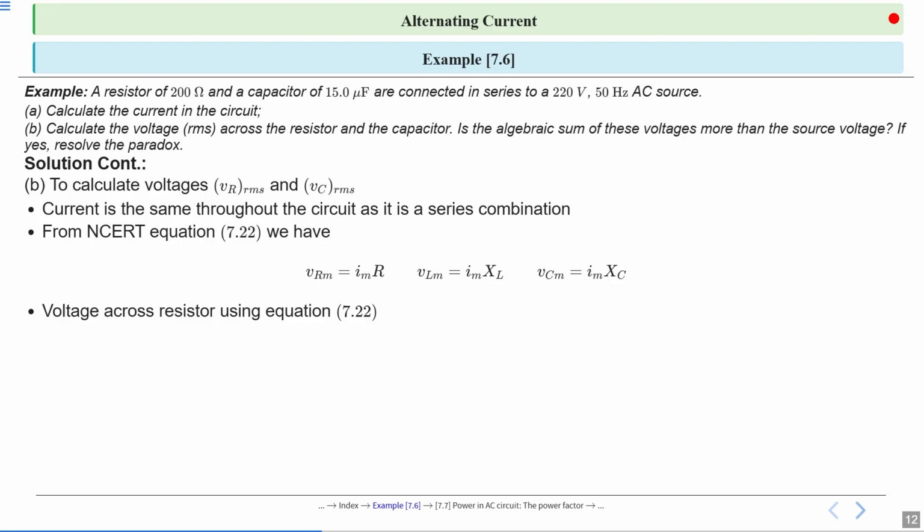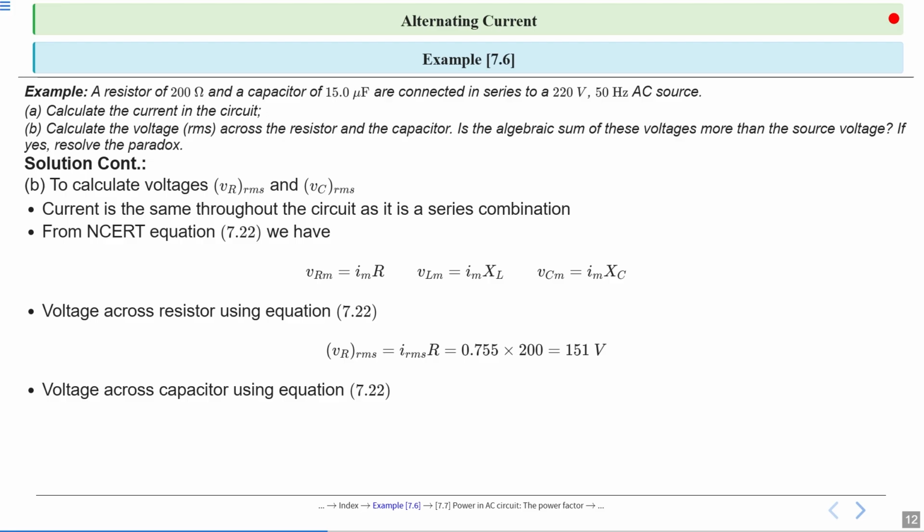So voltage across resistor using equation 7.22, VRRMS is equal to IRMS R, which is equal to 0.755 into 200, which is equal to 151 volt. Voltage across capacitor using equation 7.22, VCRMS is equal to IRMS XC, which is equal to 0.755 into 212, which is equal to 160.3 volt. So we have calculated the VRRMS and VCRMS.